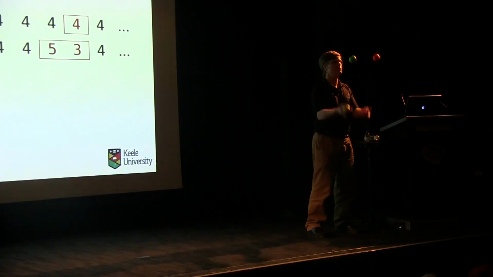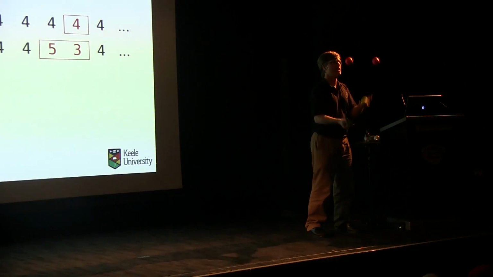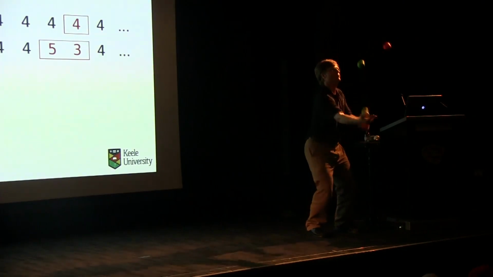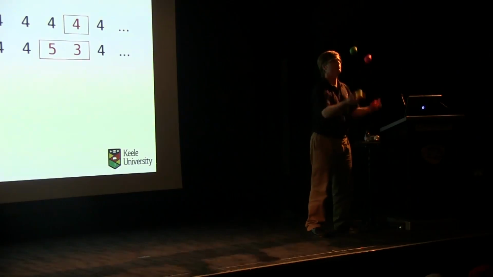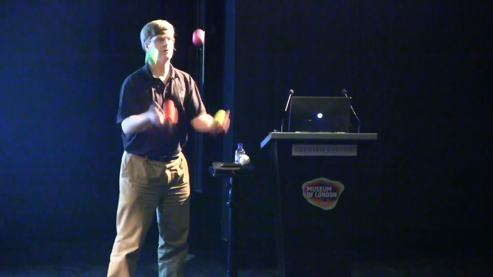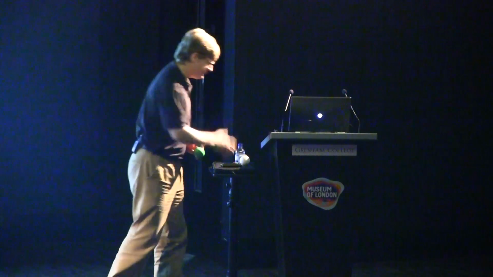3, 2, 1. High low. And again, high low. Whoops. Well recovered. And again, yellow high, green, yellow high, orange low, yellow high, orange low. So in the middle of juggling 4, I can do a 5 and a 3.